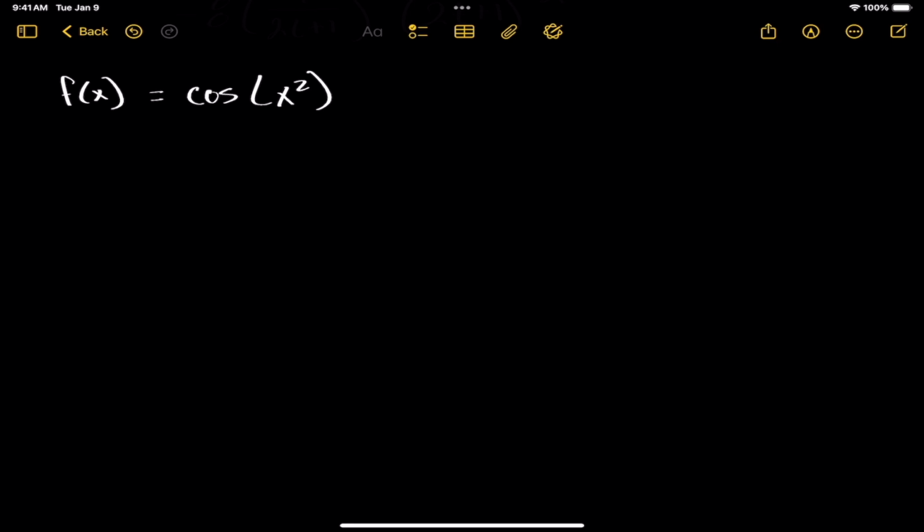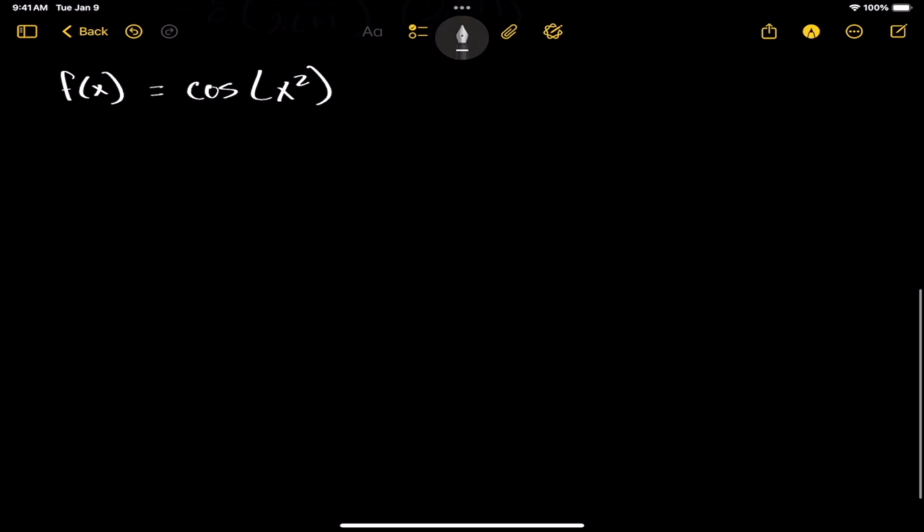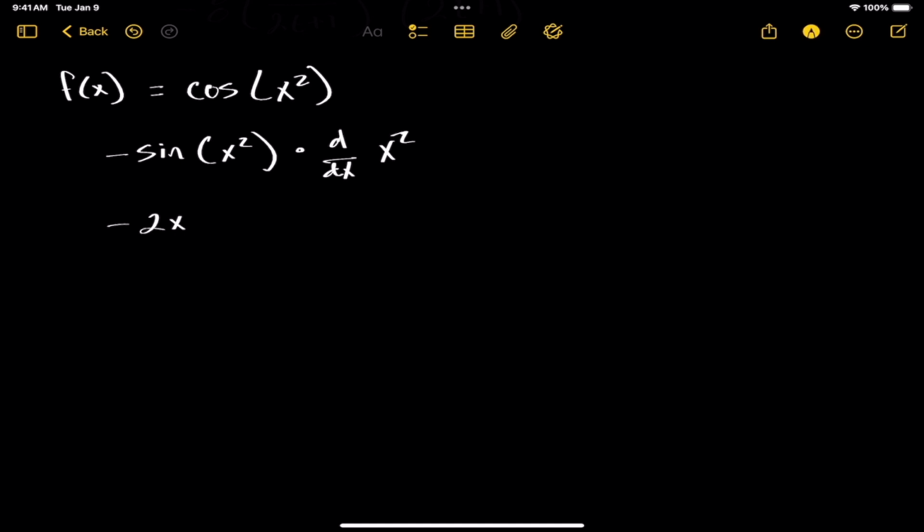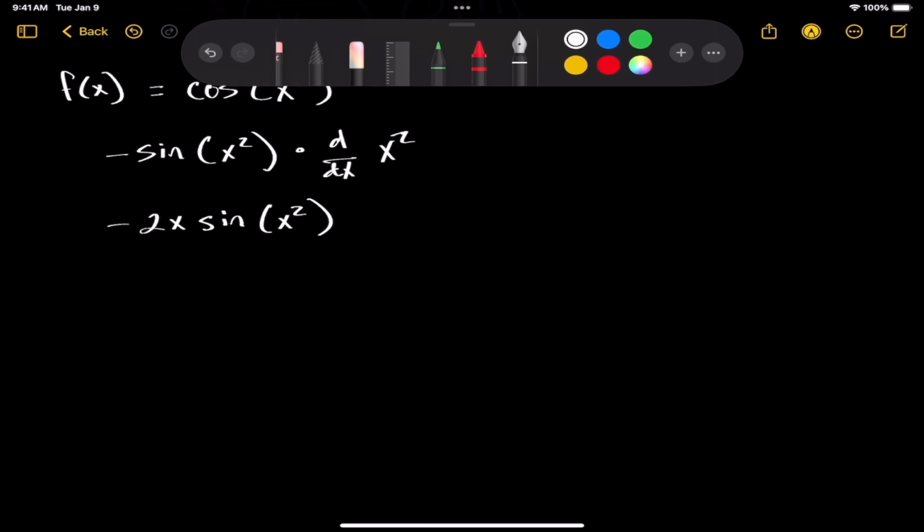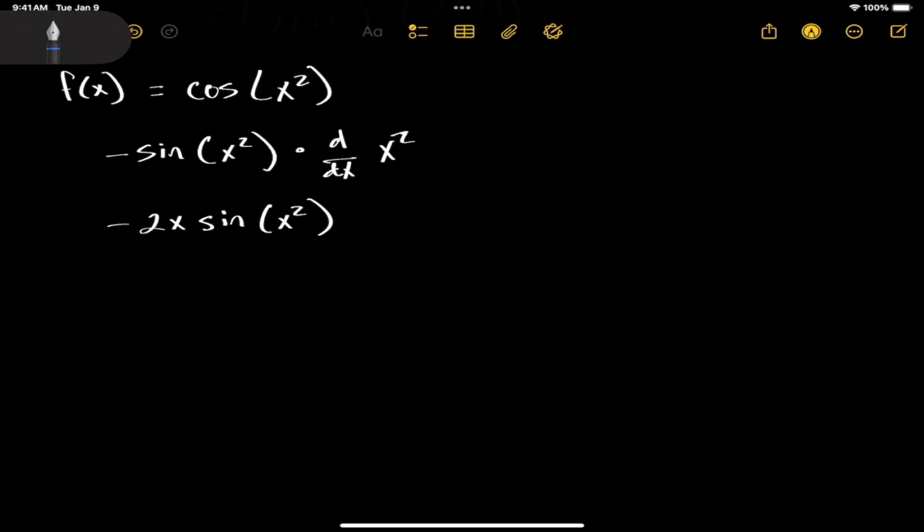f of x is equal to cosine x squared. So our outer function is cosine here. So we have to take the derivative of the outer function. The derivative of cosine is negative sine. So we have negative sine, and we're going to keep that inner function. And then all we have to do is take the derivative of x squared, which is just 2x. So we're going to have negative 2x sine x squared as our final answer. Now let's go ahead and take a look at another function that looks similar to this one.